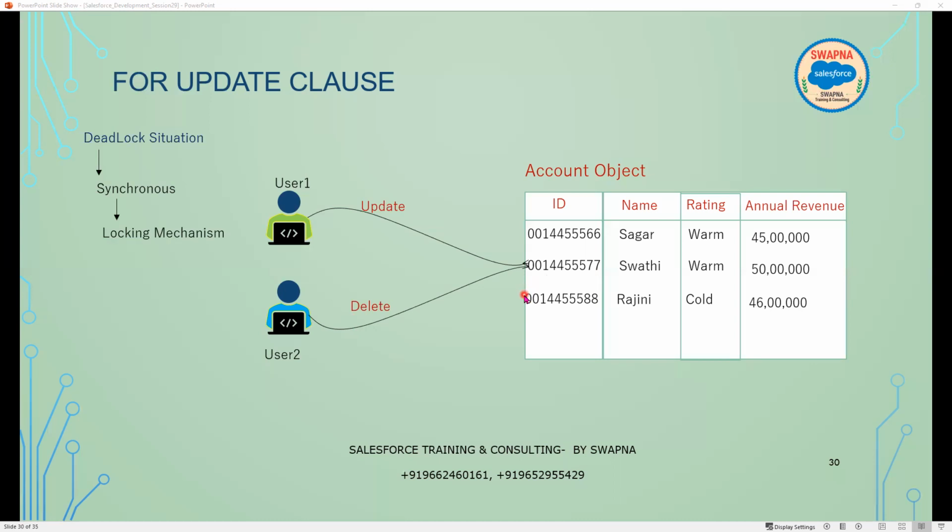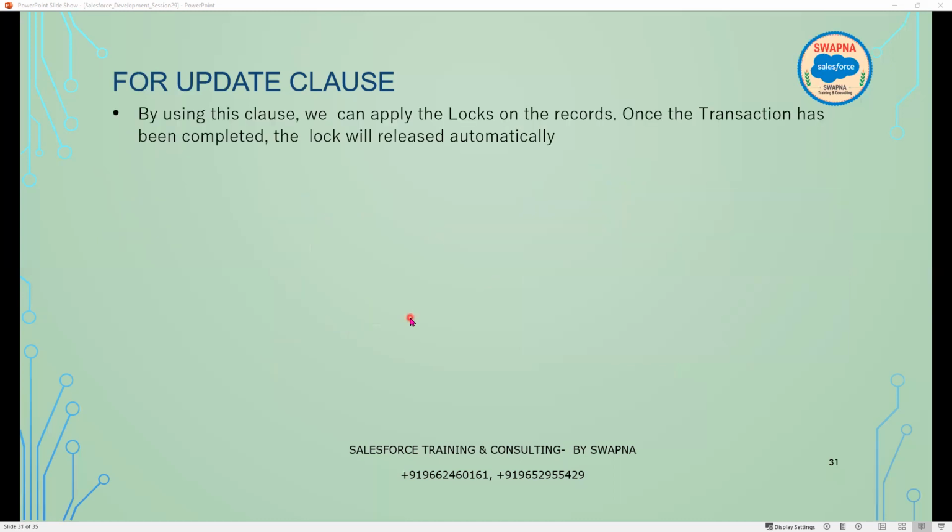Now, how do we do the locking mechanism? For update or for delete, we definitely query the data from the database. When somebody is working on that record, and another user is trying to pull that record to delete it, in that case we will use the FOR UPDATE clause. So by using this, we can apply the lock on the records.